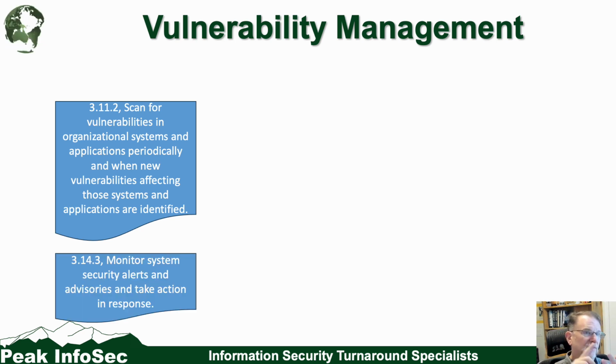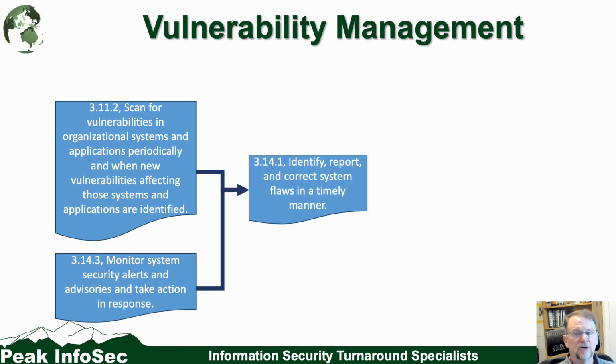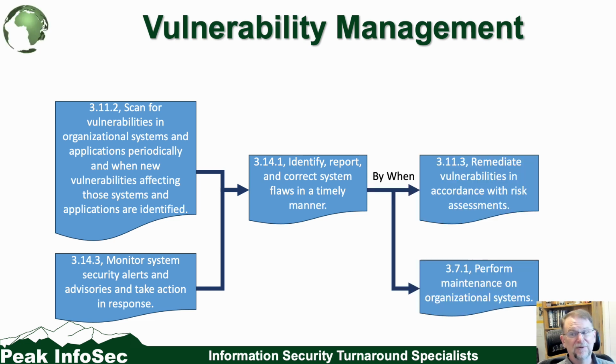You're getting CISA notices, you're getting vendor notices about vulnerabilities, things you need to be doing. That, in turn, feeds into 3.14.1. 3.14.1 is your internal service level agreement for how fast you're going to be fixing and patching things. Not only that, it's also how fast you're going to be responding to those things and getting them tasked to the right people. So if you're not doing 3.14.1 right, you really can't do 3.11.3 right, because 3.14.1 tells you by when you have to remediate vulnerabilities. It also tells you by when in 3.7.1 you have to perform maintenance.